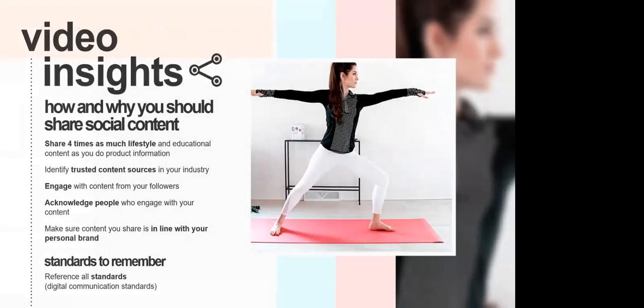Okay, so did you get any of these key points? Share four times as much lifestyle and educational content as you do product information. Identify trusted content sources in your industry, and engage with content from your followers. Acknowledge people who engage with your content and make sure the content you share is in line with your personal brand. So keep in mind that close to nobody is going to be interested in just products.